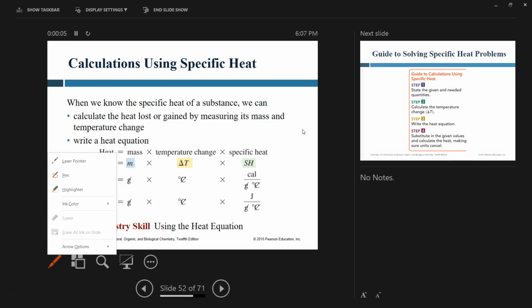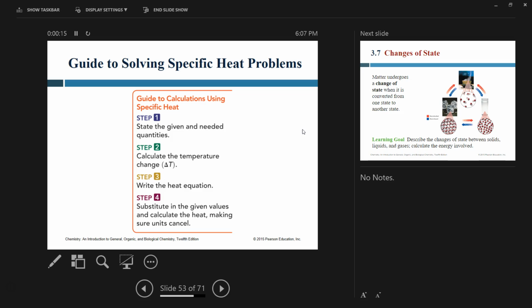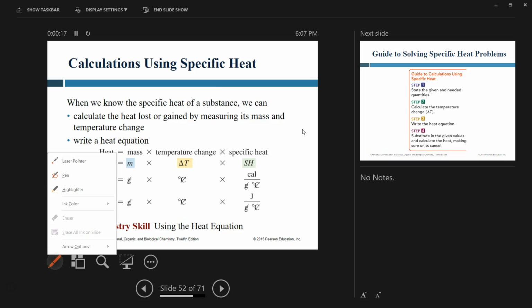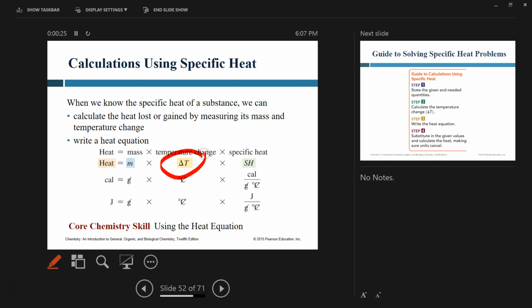Now, I want to remind you that specific heat refers to the amount of heat that you need to deliver to a substance to increase its temperature by 1 degree Celsius, okay? And we're talking about 1 gram of the substance. So for instance, to increase the temperature of 1 gram of water by 1 degree Celsius, you need to apply 4.184 joules. That's the specific heat of water.